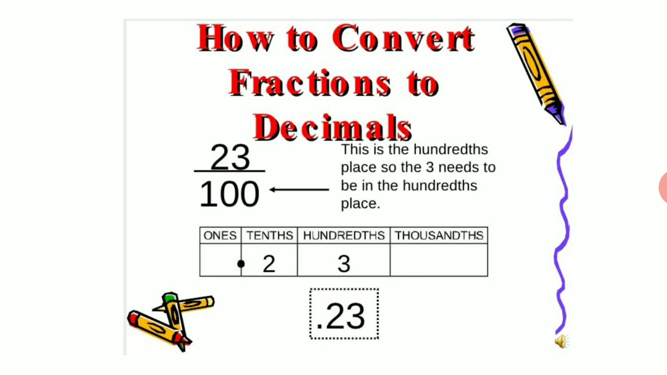Now because 30 is coming as the remainder, and the decimal is already given, one more 0 will come and attach near 30, which is now becoming 300. So 100 3s are 300. So in this manner your 23 by 100 is becoming 0.23.